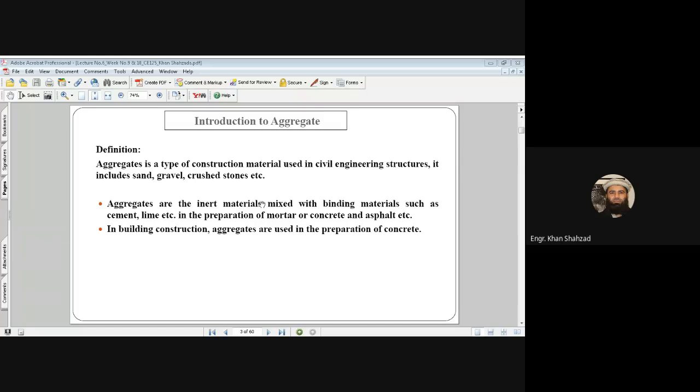I hope you remember what is meant by inert materials. Those materials which do not react, which are not taking part in the hydration reaction, mixed with binding materials. Now the binding materials normally used are cement and lime in the preparation of mortar or concrete and asphalt, etc. In building construction, aggregates are used in the preparation of concrete.